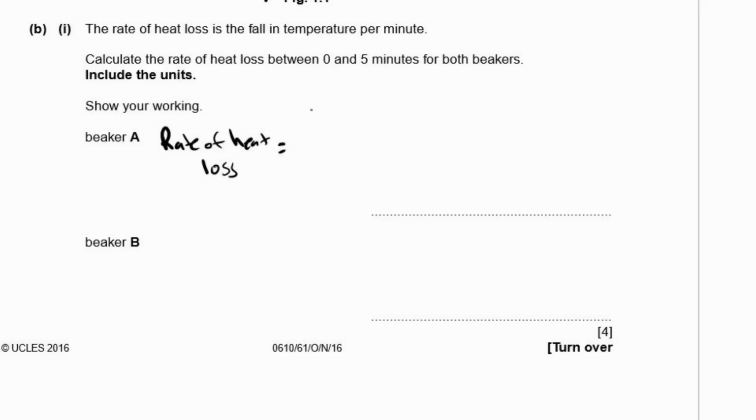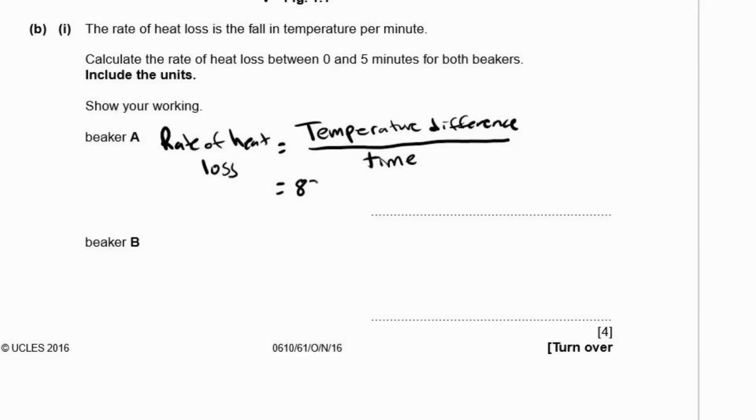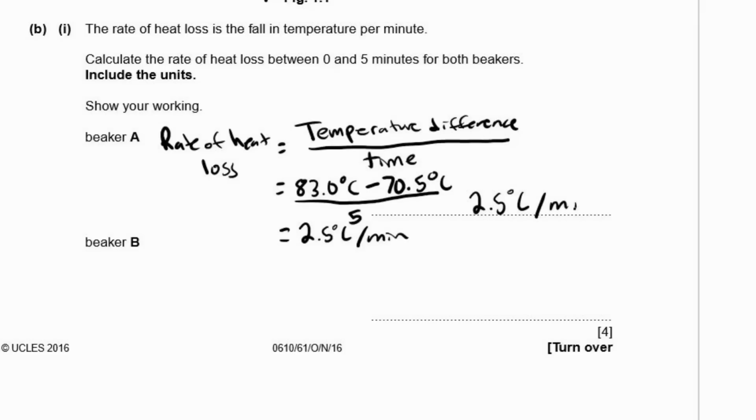equals the temperature difference, the starting temperature minus the ending temperature, divided by the time. All right, so it started at 83.0 degrees Celsius, and it ended at 70.5 degrees Celsius. And you divide it by 5 minutes. So the answer, if you calculate that, is 2.5 degrees Celsius per minute. So you write in here 2.5 degrees Celsius per minute.